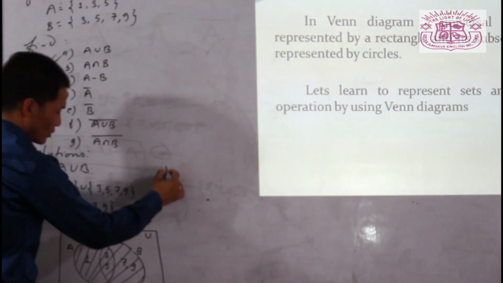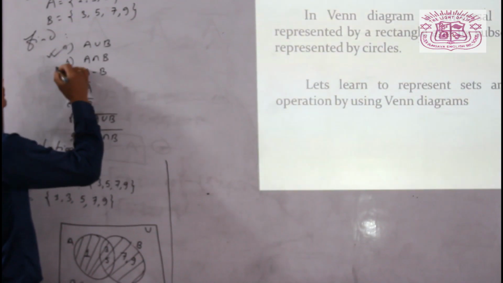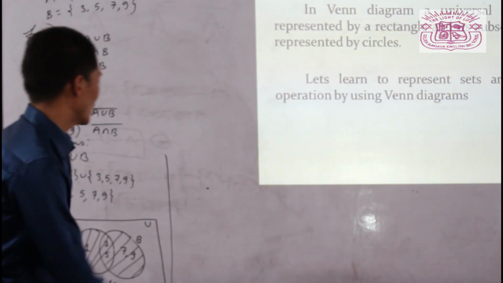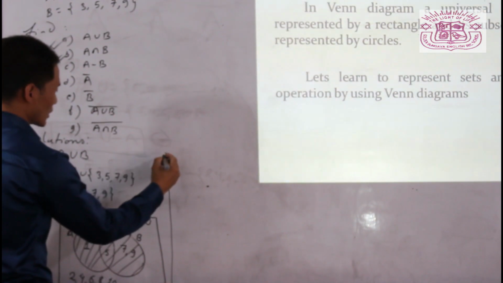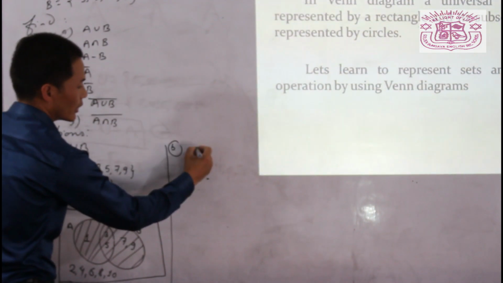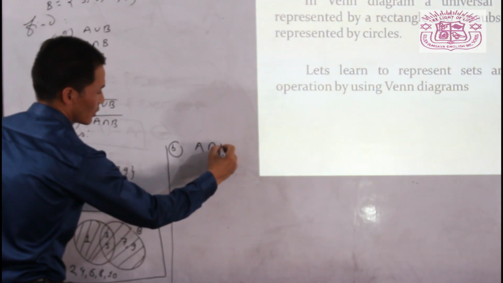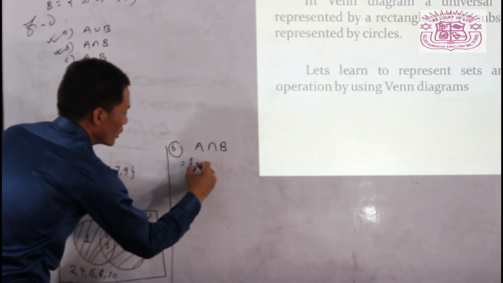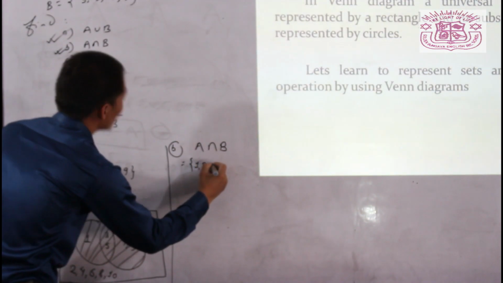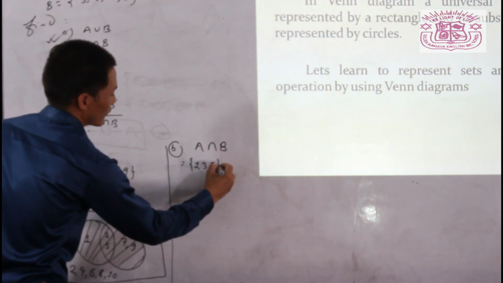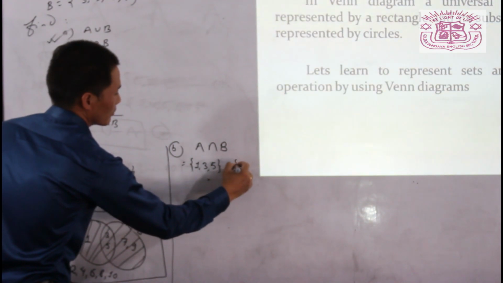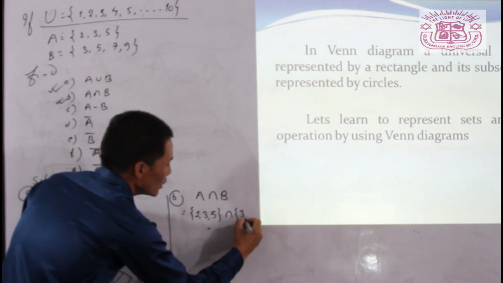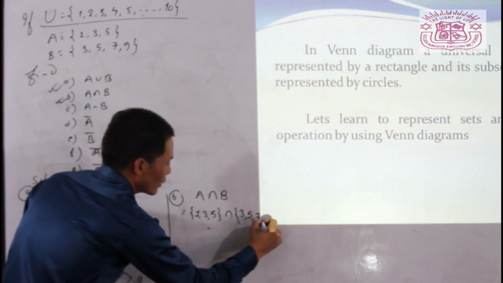So what is the next part? Second question is A intersection B. So we do the same process. Number B, A intersection B. Write the elements of A: 1, 3 and 5. Elements of B: 3, 5, 7, 9.